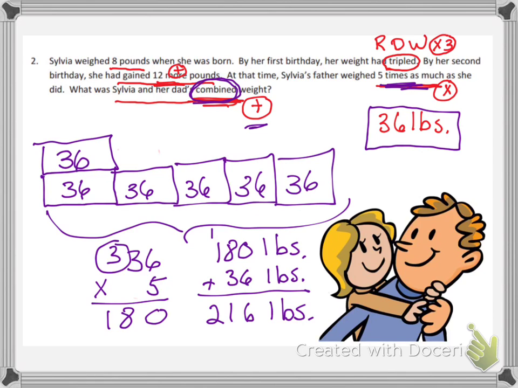So now we need to write that out. The combined weight is 216 pounds. Wow. Was that a hefty word problem? But we persevered through it, step by step.